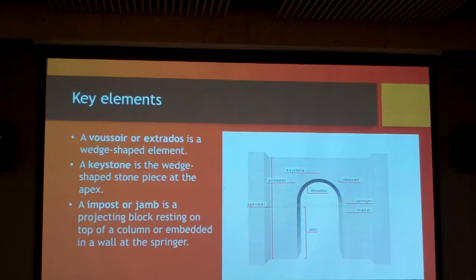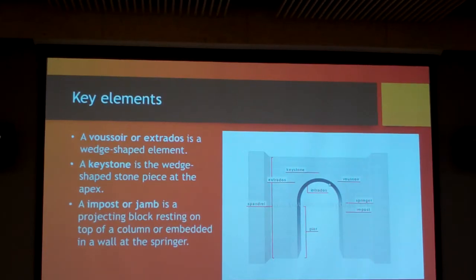Some of the key elements of arches are, I'm not sure how to say this, the voussoir. I can't do that. But they are these little wedge pieces here that make up the arch, and the voussoir that's at the top, at the apex, is called the keystone, and that just holds all of the pieces together so that it uses the same forces throughout the whole arch.